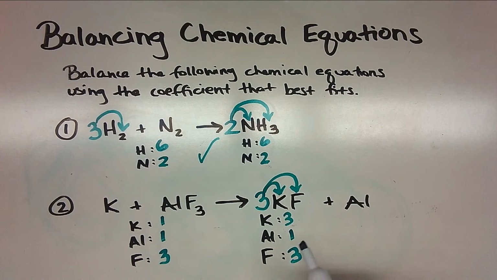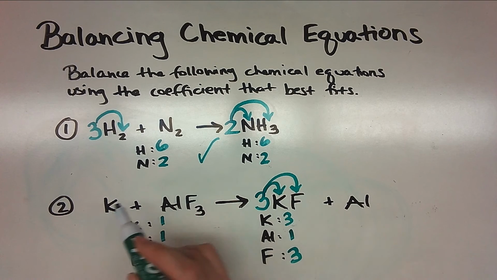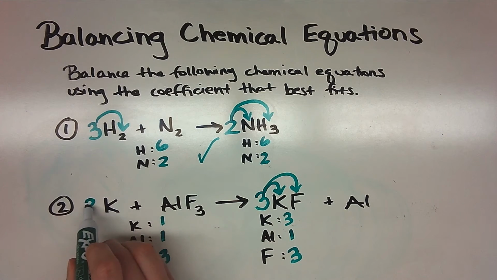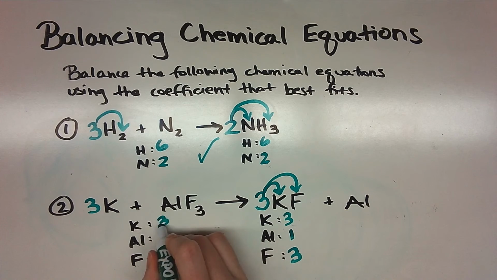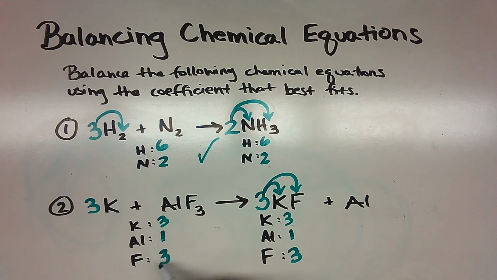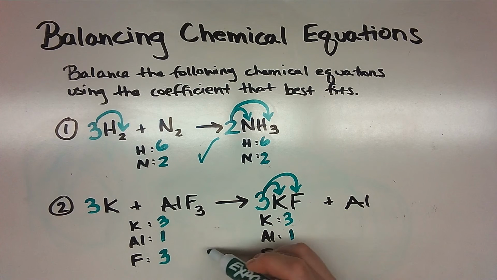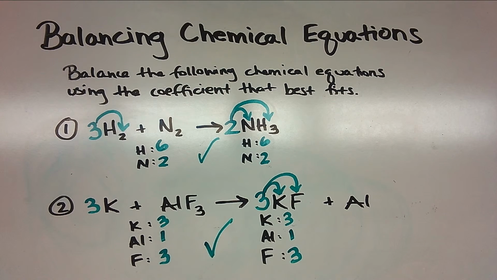All right, now I'm seeing my aluminums line up, my fluorines line up, and now I have triple the number of potassium on my product side as I do on my reactant side. So I'm going to place a coefficient of 3 out front of potassium. So my numbers are 3, 1, 3, 3, 1, 3, and we're done.